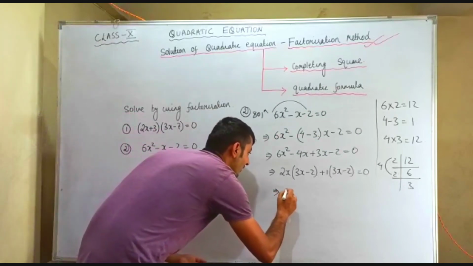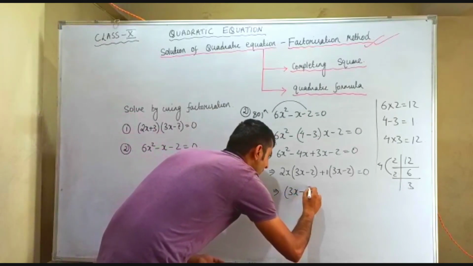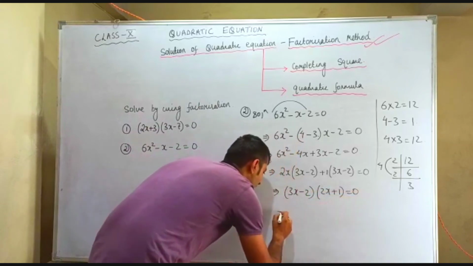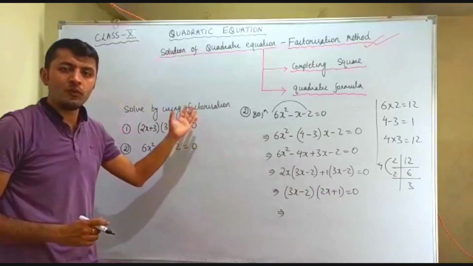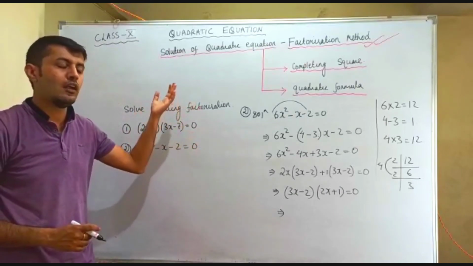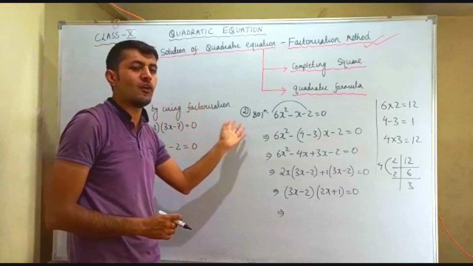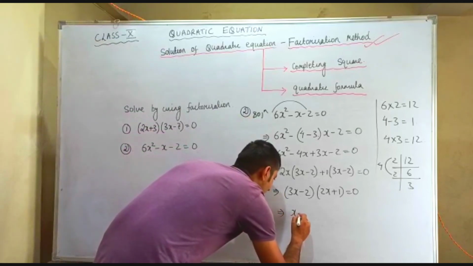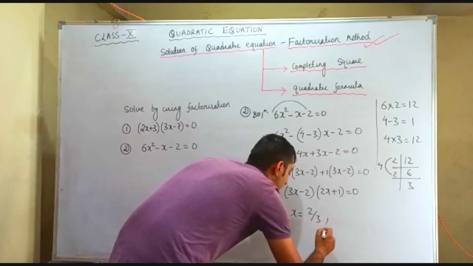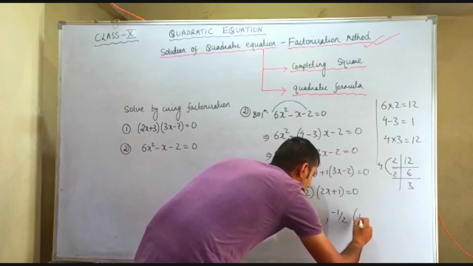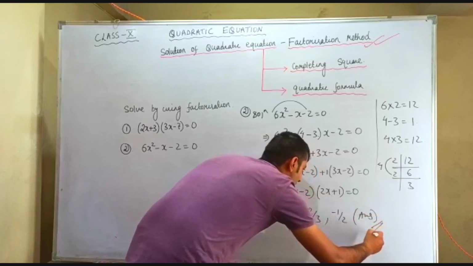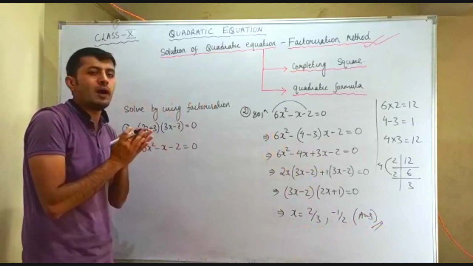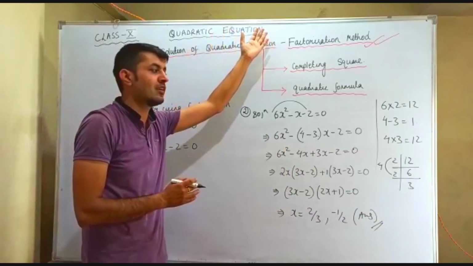So what is the next step? (3x minus 2)(2x plus 1) equal to 0. So what are the values of x? If you want, you can do it directly, or you can do the either-or case. The values of x will be 2 by 3, comma minus 1 by 2. So this is the required answer. This is how you will solve using the factorization method.